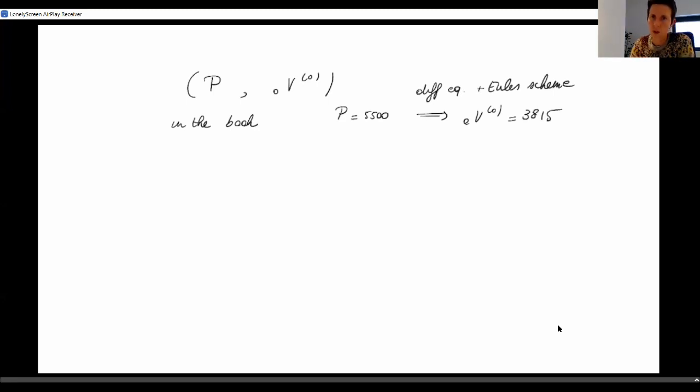Okay, that's what you can see in the book. That is, if I have this value for P, then what does this become from the differential equation that I put together? And on the other hand, in the book, they also do this for another value, P is 6,000. And then I get the policy value at time zero, which is minus, and so on. Okay, so that's given in the book.